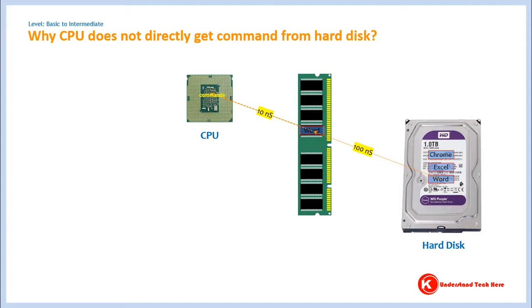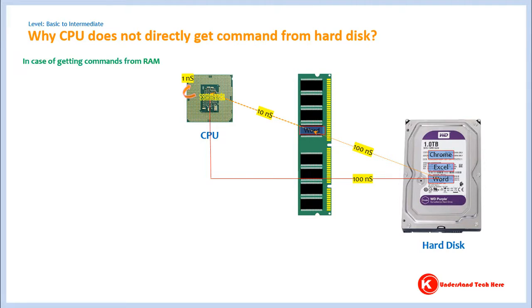CPU is an extremely fast device. Let's assume it takes 1 nanosecond to carry out tasks as specified by commands. Similarly, let's assume it takes 100 nanoseconds for commands to reach the CPU from hard disks. With these assumptions, let's try to find out how much time it takes to complete 3 commands if the CPU has to get commands from RAM.